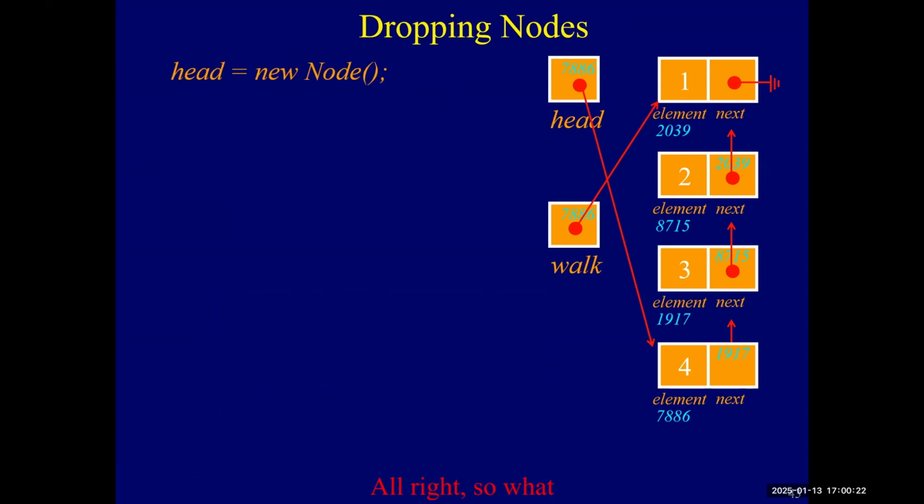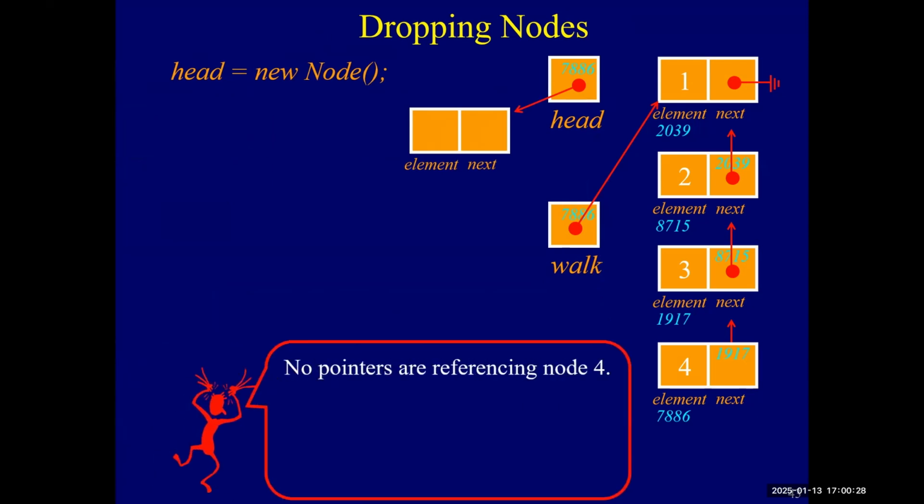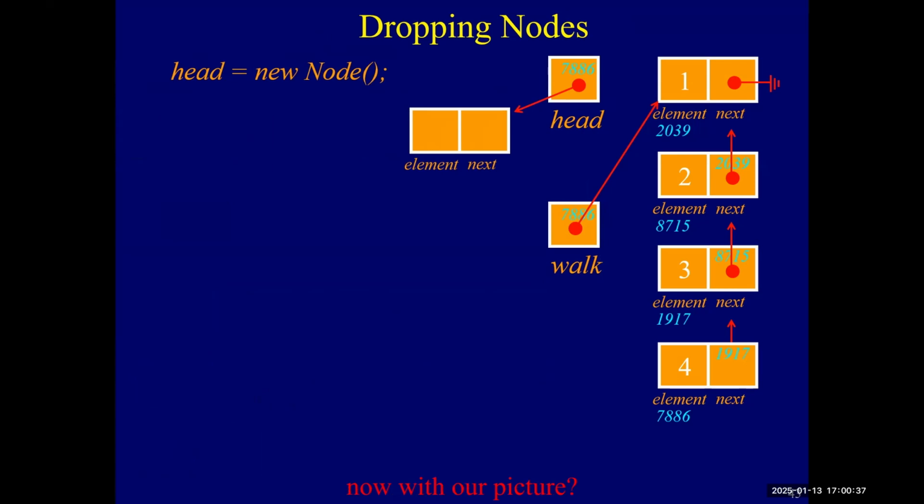All right, so what are we doing now? We're getting a new node, node 4. So what's happening now with our picture? Here, what did I do? I just said head is pointing somewhere else. Yes. I think it's the same as an integer.